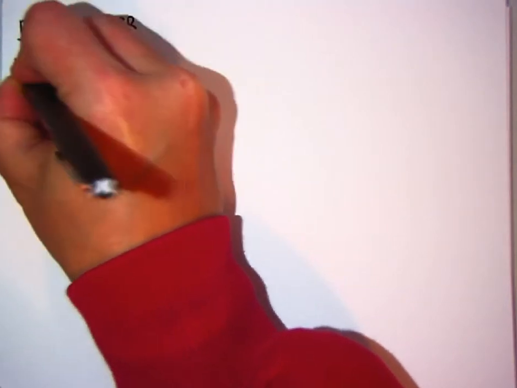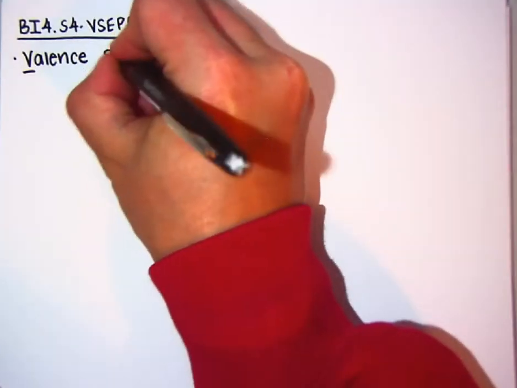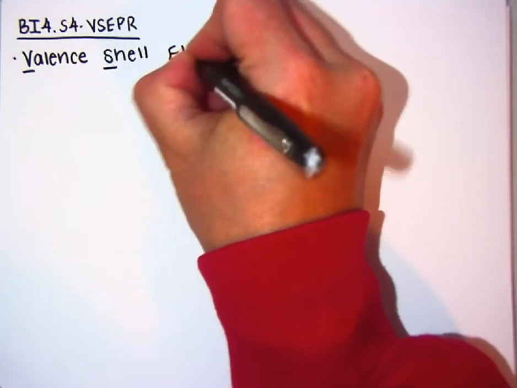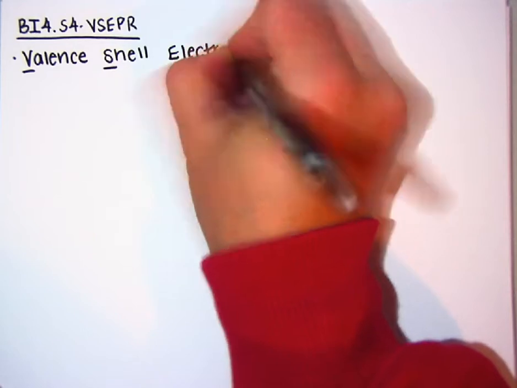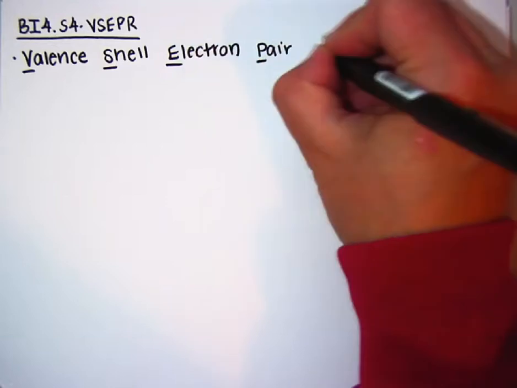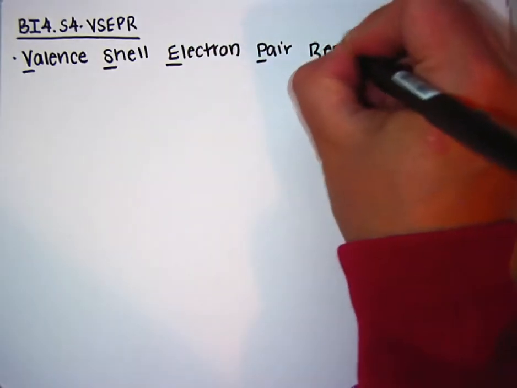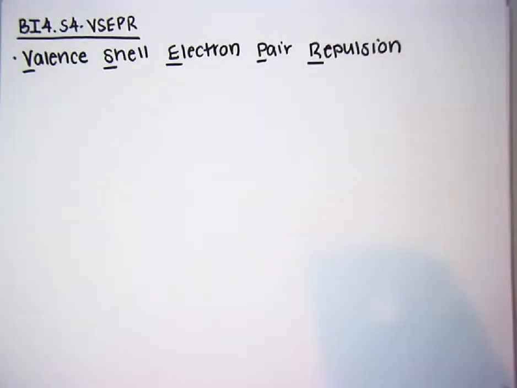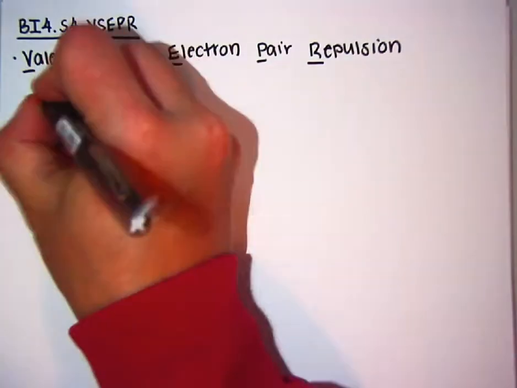VSEPR stands for valence shell electron pair repulsion. So our electrons in that valence shell are the outermost energy levels. Those electrons are going to repel.